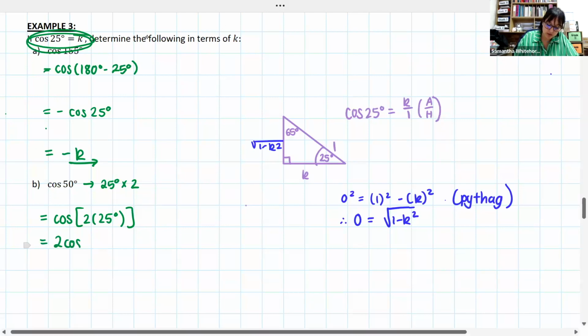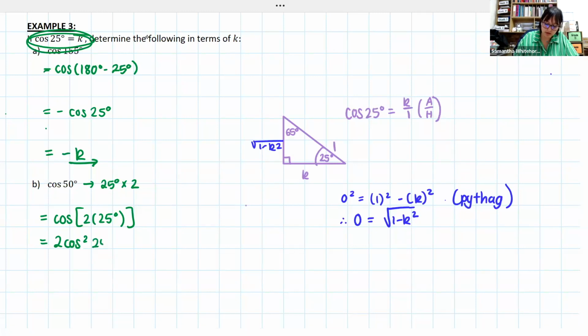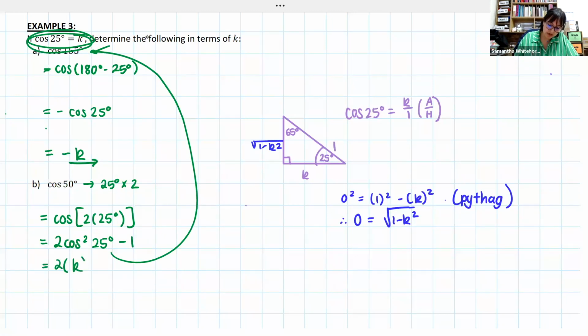So I'm going to use 2 cos squared 25 minus 1, because I already know what cos 25 is. I was given that information. So it would be 2 times k squared minus 1. And so cos 50 is 2k squared minus 1. So it all goes back to what I said: use the information that you have. There is no point in trying to find extra information if you already have what you need. We already had cos 25. The double angle splits into 2 cos squared 25 minus 1. There's nothing else I need to work out.